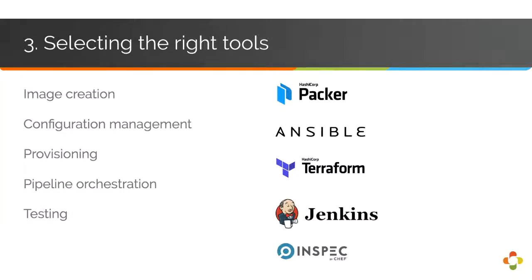Jenkins is a pipeline orchestration tool. It's a cron server on steroids for some folks, but it allows you to centrally control the execution and flow of your build process. The next piece of this is testing, and testing is often really overlooked, especially on the infrastructure side of the house.